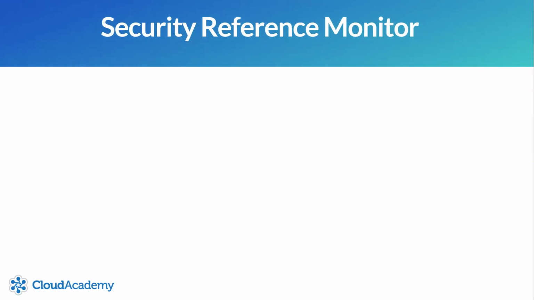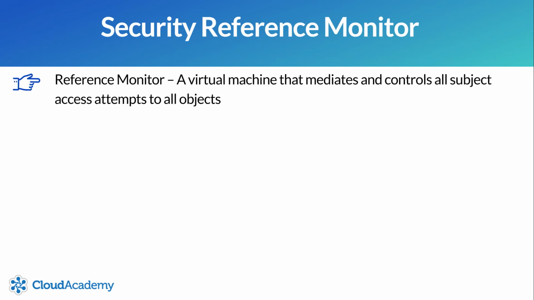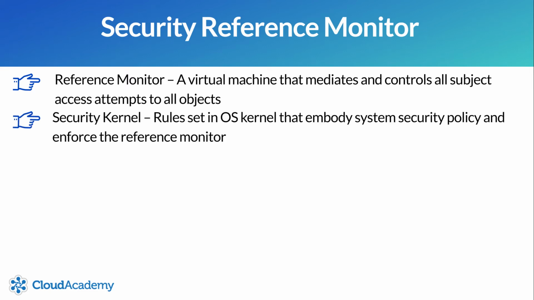Now, in every system, we have what's called a security reference monitor. This is a virtual or abstract machine that mediates and controls all subject access attempts to all objects, and every system, whether virtual or physical, has one of these. Accompanying the reference monitor is the security kernel, which contains the rule set inside the OS kernel that embodies the system security policy and enforces the actions mediated by the reference monitor.